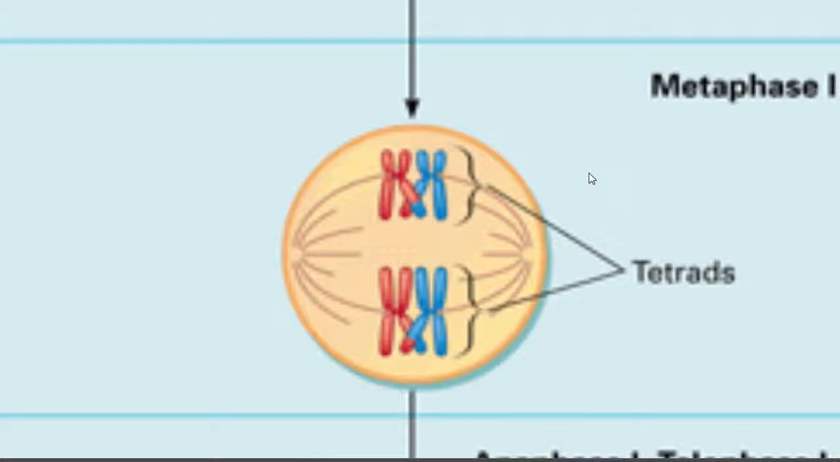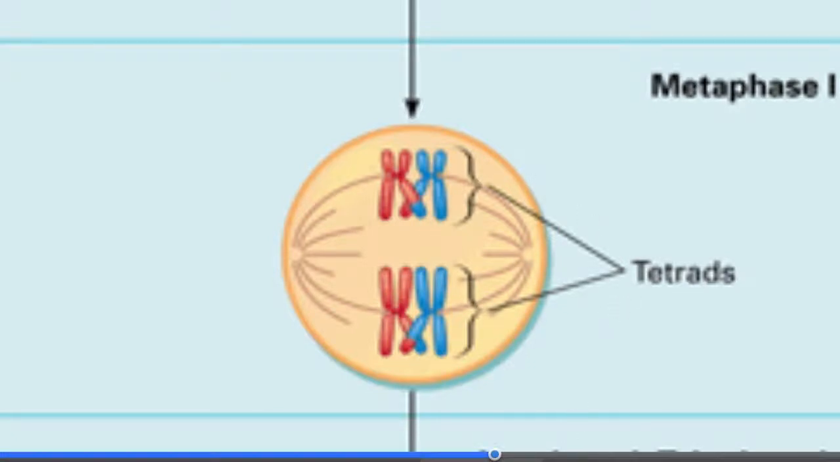Now that doesn't happen during mitosis. Mitosis gives you exactly identical cells because the chromosomes don't pair up. They can't actually cross over. There can't be any crossing over because they're all just end to end. So in this case, the chromosomes pair up side by side in pairs.